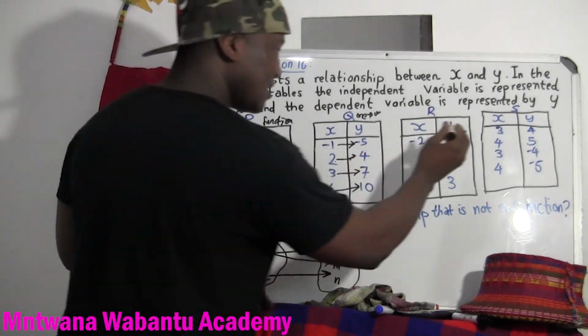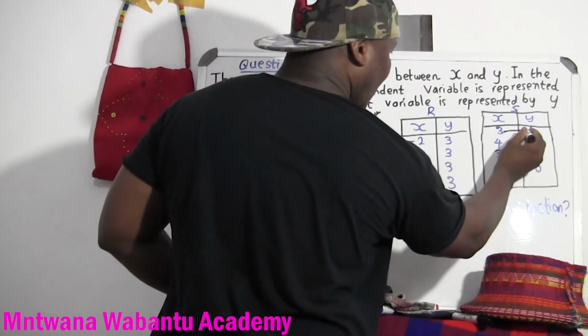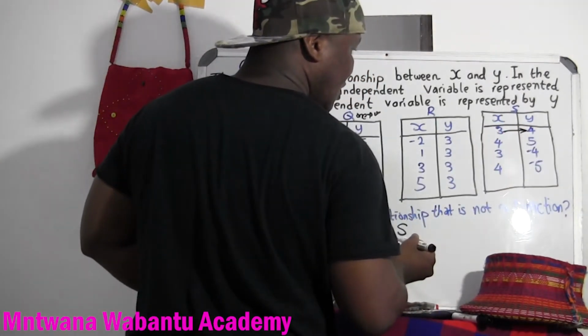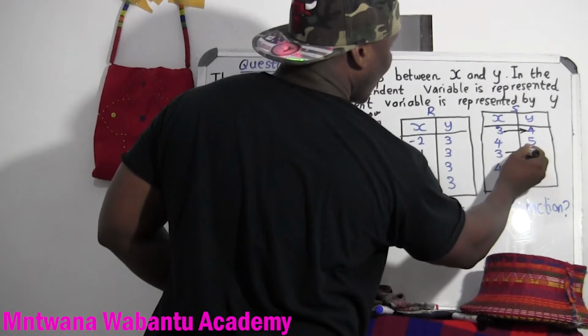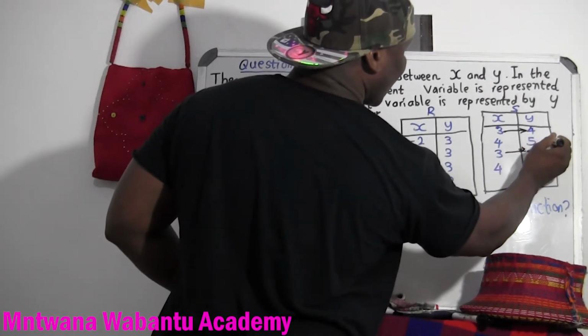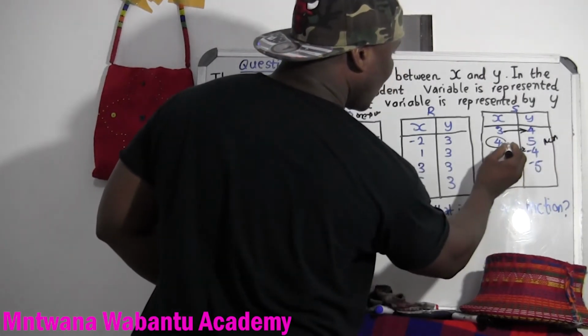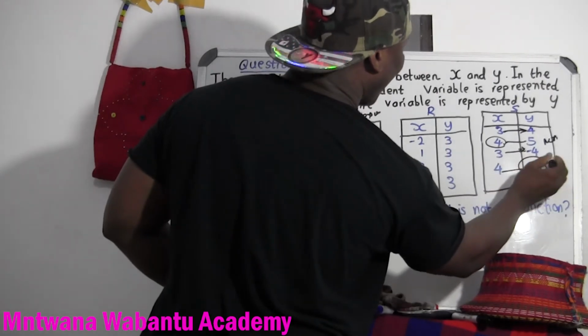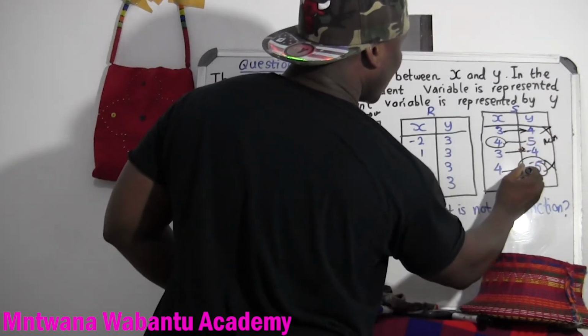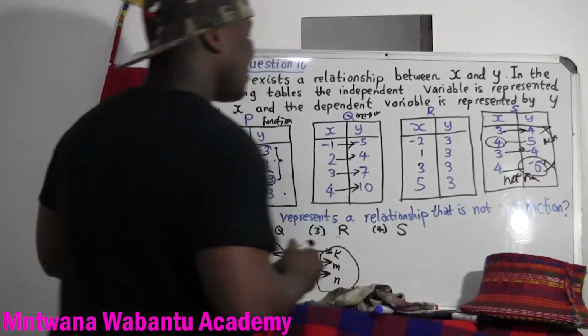For example, see, this is 3 produces 4, and the same 3 also produces negative 4. No, there's no such thing. So this is not a function. Like, yeah, look, 4 produces 5, and the same 4 produces negative 5. No. So this is not a function. This type of relationship is not a function.